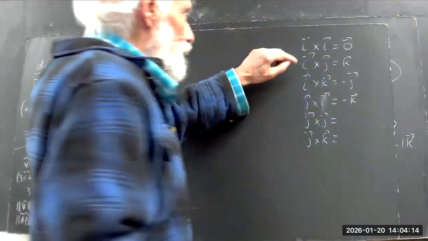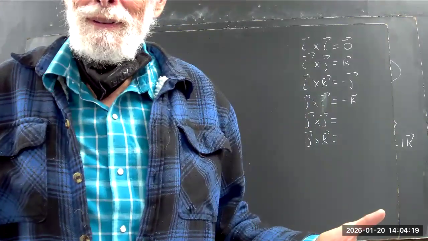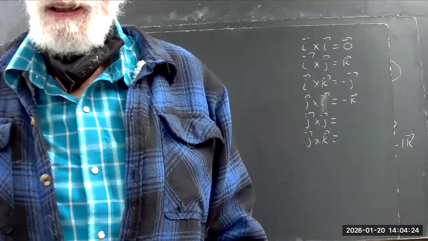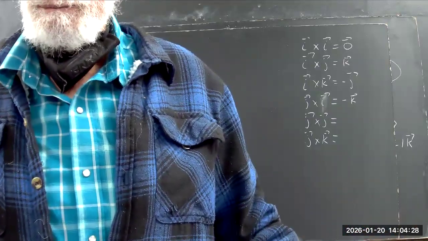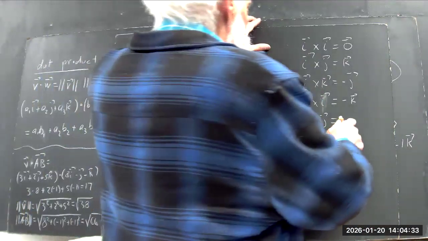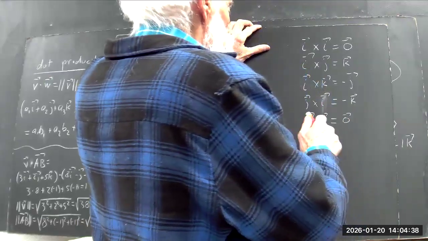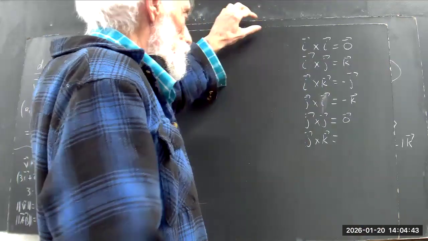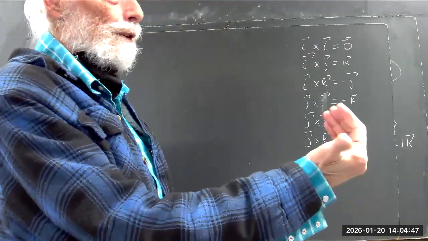Notice also that I cross J is not equal to J cross I. There's no commutative law here. This is anti-commutative. If you reverse the order of a cross product, you get the negative. It's an important property. J cross J is a zero vector. J cross K is I. Yeah, here's J, here's K, there's I.